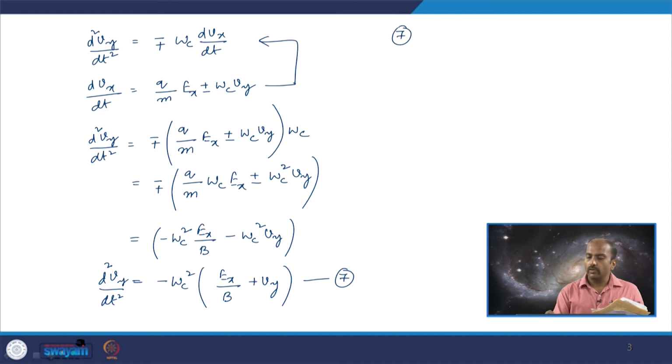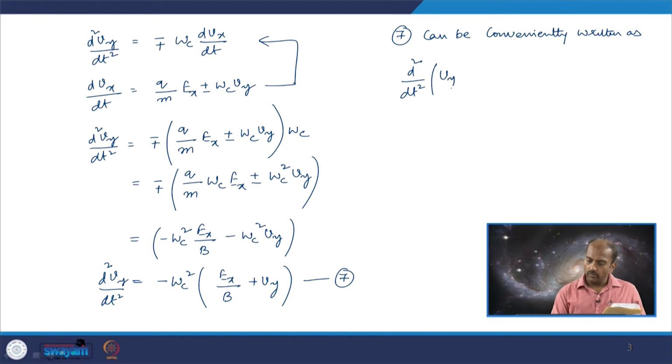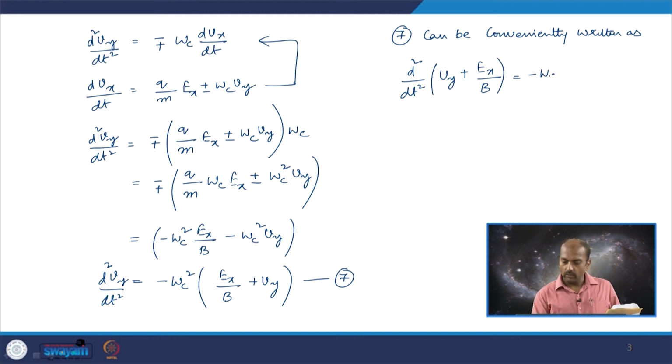The equation number 7 can be conveniently written as d square by dt square of Vy plus Ex by B is equal to minus omega c square times Ex by B plus Vy. So now, let us call this equation A.